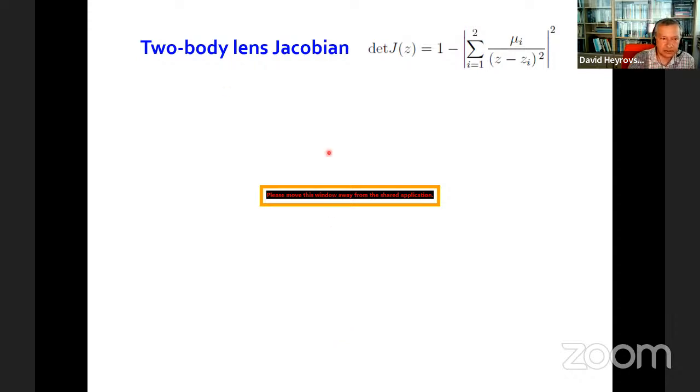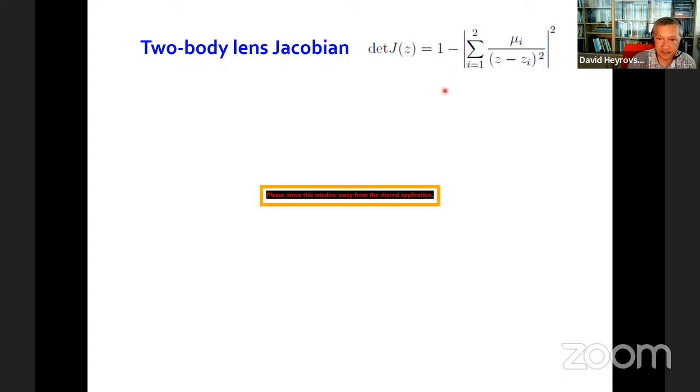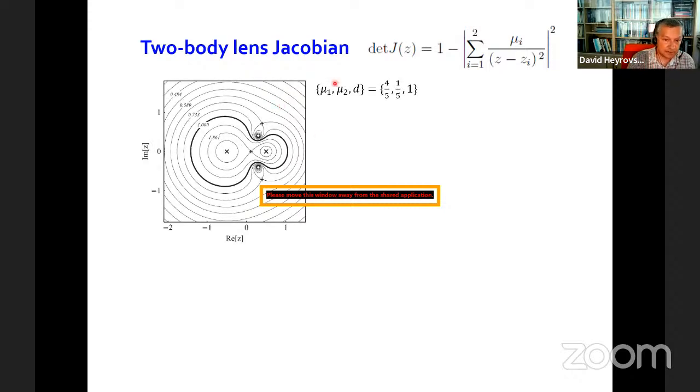And I shall illustrate the interesting properties for simplicity on the two-body lens Jacobian. So it has the same form, but you just sum two terms here instead of three terms for the triple lens. And of course, if you set this equal to 0, you get the critical curve. But let's look at what happens if we plot the contours of this Jacobian in the image plane, let's say in the plane of the lens. So of course, this is defined on the complex plane, but this is a real function. You can see the absolute value here. So you can just plot this.